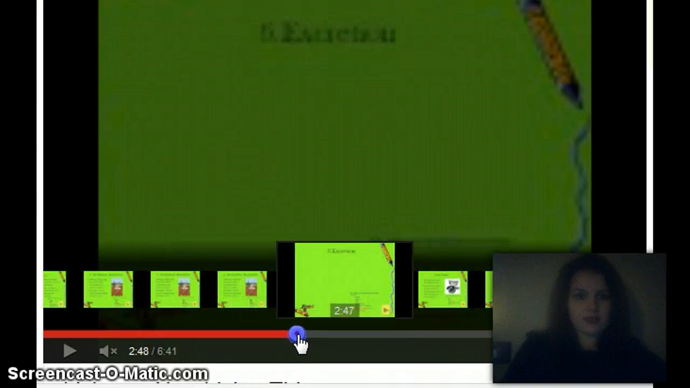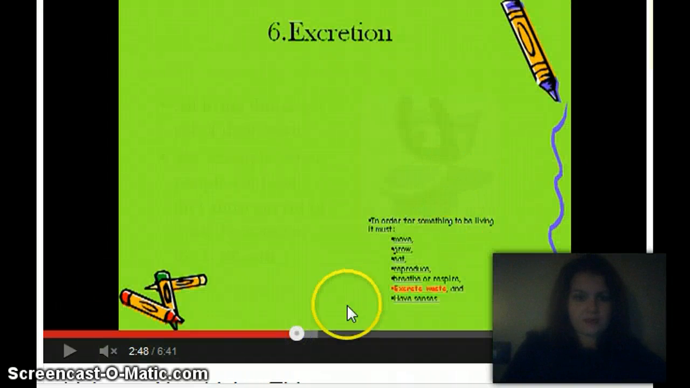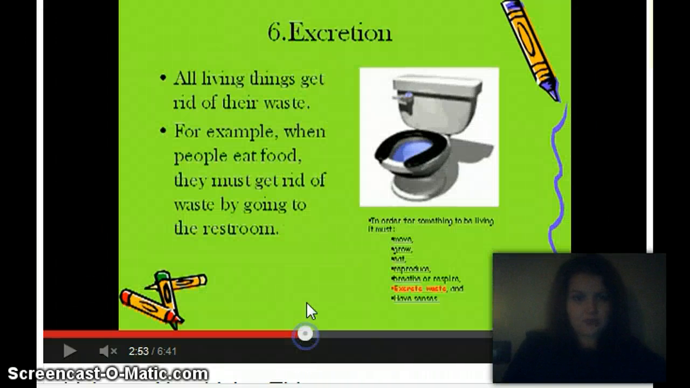Okay, now, excretion. What is excretion? So, let's look into excretion. All living things get rid of their waste. So excretion is getting rid of things, getting rid of waste.